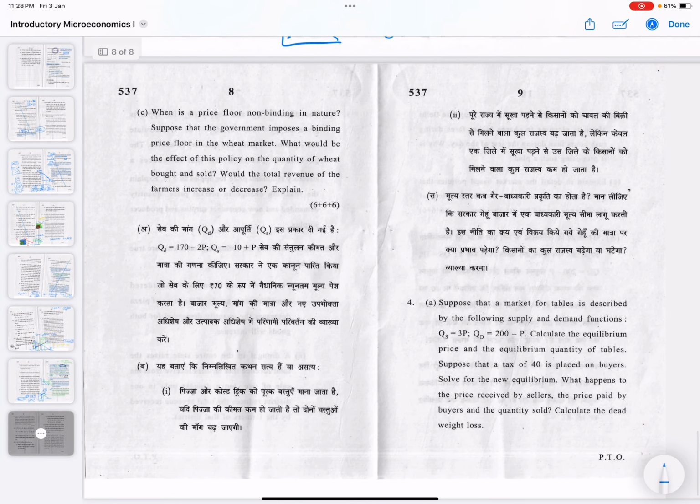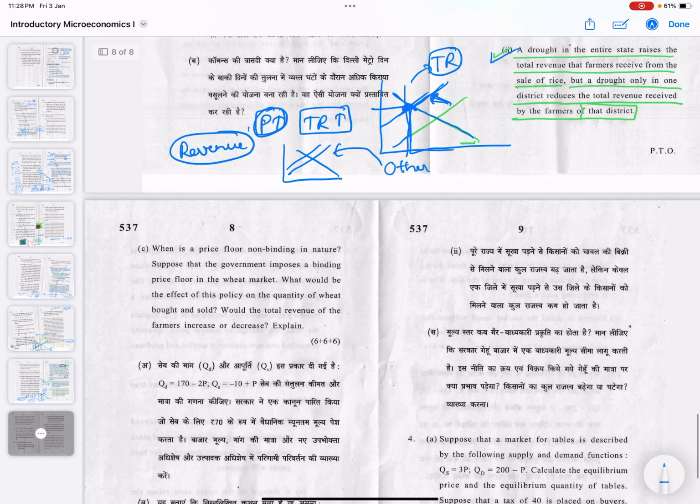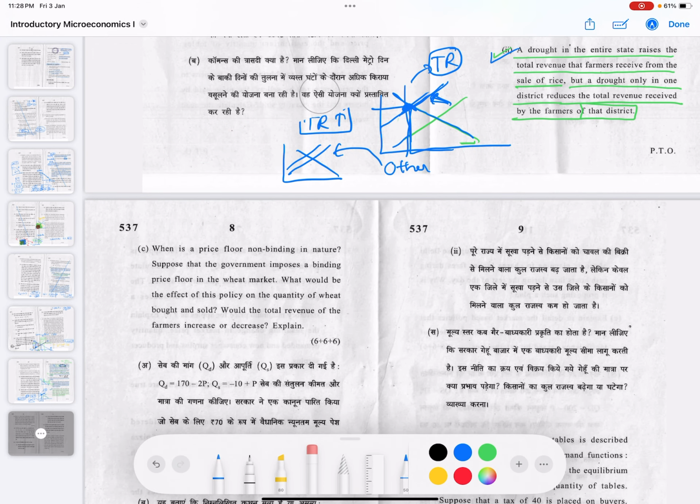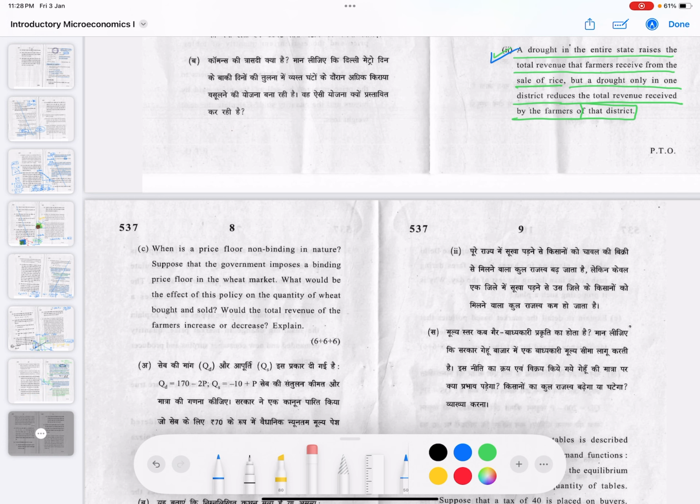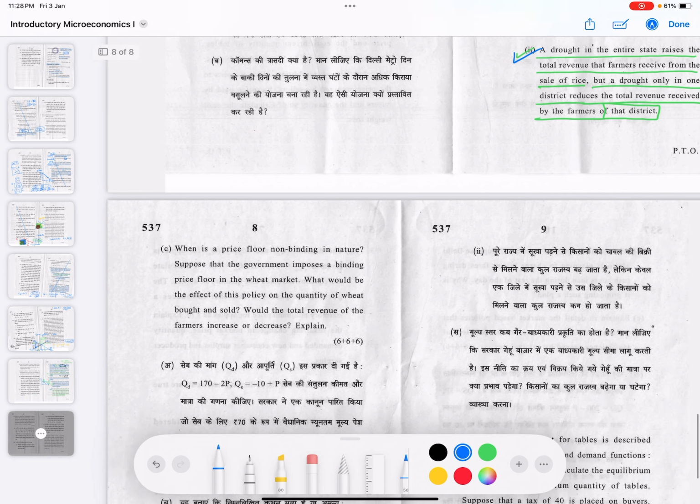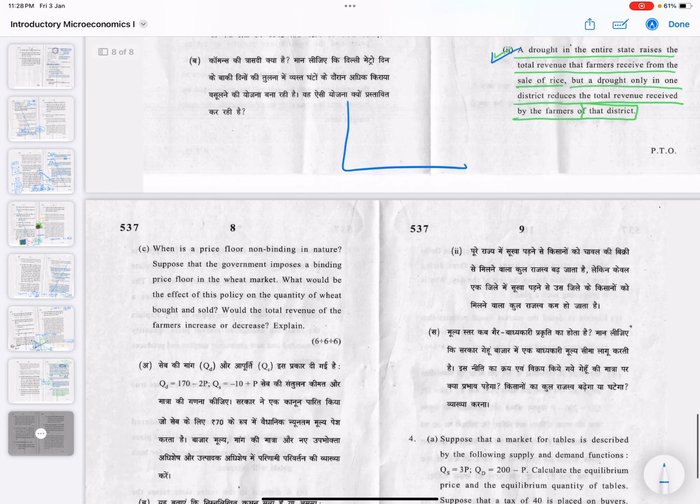Okay. When is a price floor binding in nature? For price floor, you can give the example of MSP. Suppose the market rate of wheat is 50 rupees per kg, and you put a price that no one can sell the wheat below a price of 40. This doesn't make sense because there would be excess demand at this price. This is the excess demand.